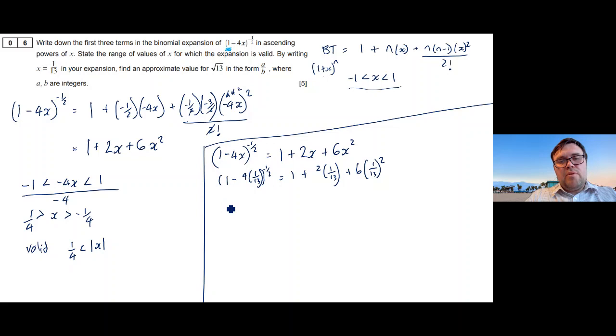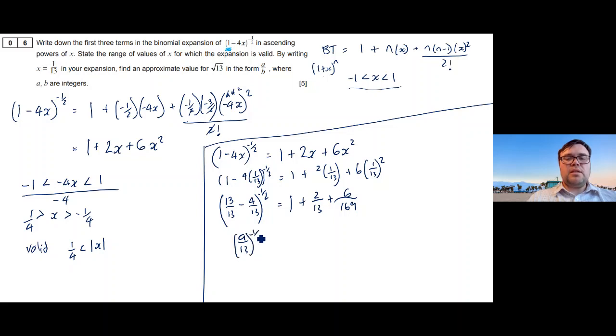So that we would have, I'm going to write this as 13 over 13, which is 1, minus 4 over 13. That's the power of minus a half. And then on the right hand side, 1 plus 2 13ths plus 6 over 13 squared. That is going to give you, let's tidy up a little bit, and then you can stick it in the calculator, 1 plus 2 over 13 plus 6 over 169. This then becomes 13 take away 4, which is 9 13ths, to the minus a half, and that would equal 201 over 169.